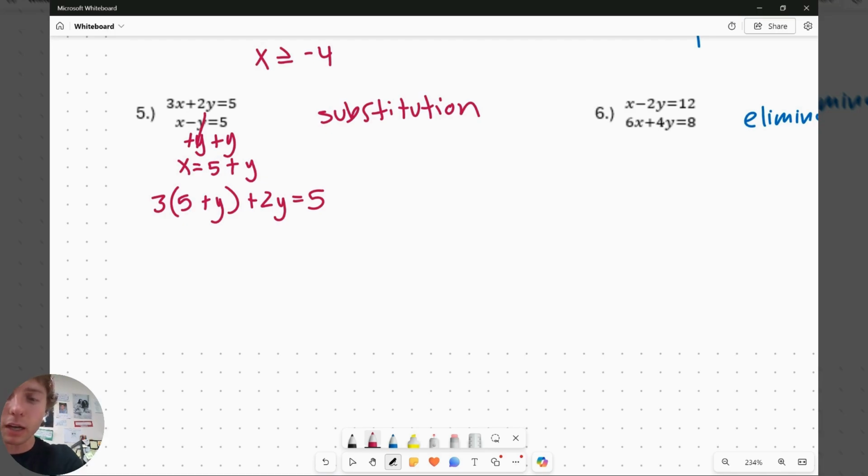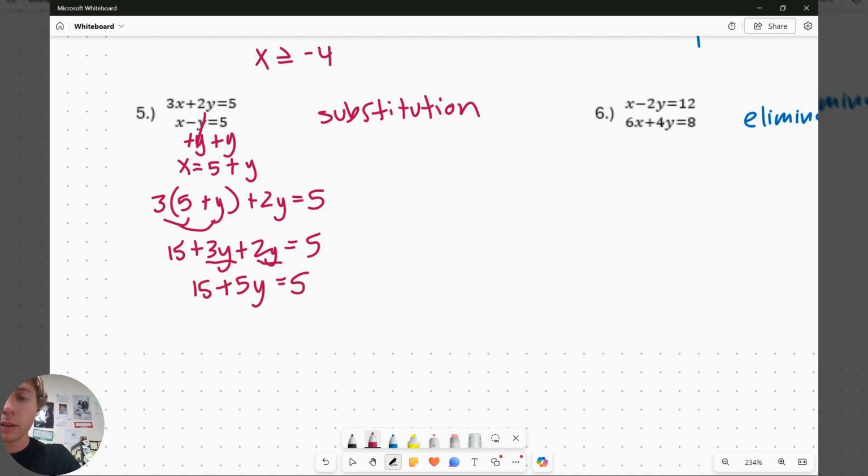That means I replace x with that entire expression. And now that we've done that, we can go ahead and solve just like we did on the first few. We multiply, we combine like terms, and we solve. 15 plus 5y equals 5. Move whatever adds or subtracts first. Get your variable by itself then, and you'd end up finding that y is equal to -2.